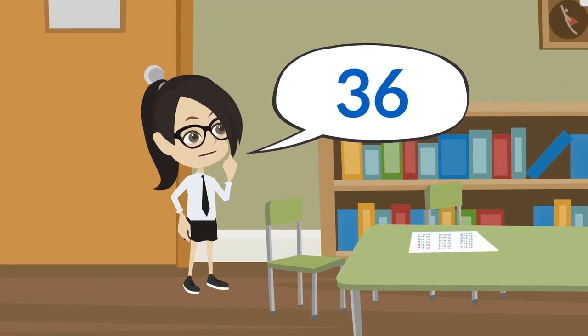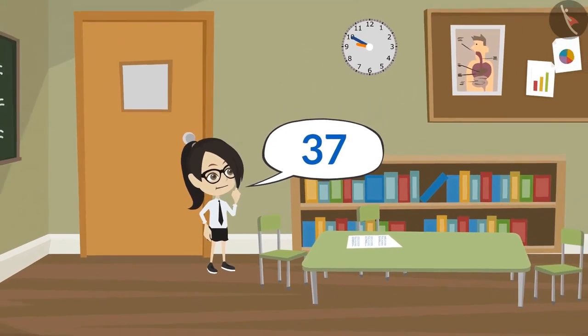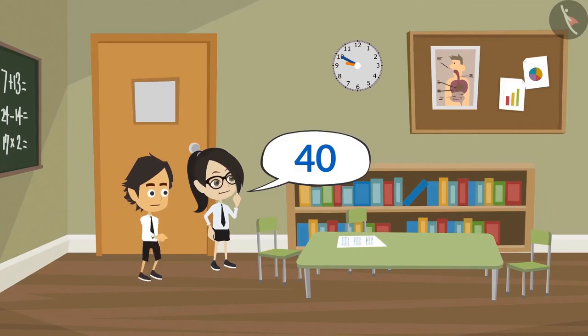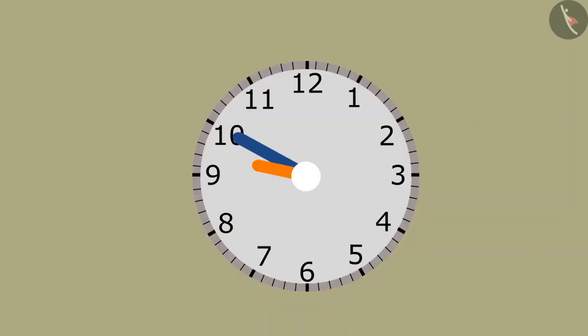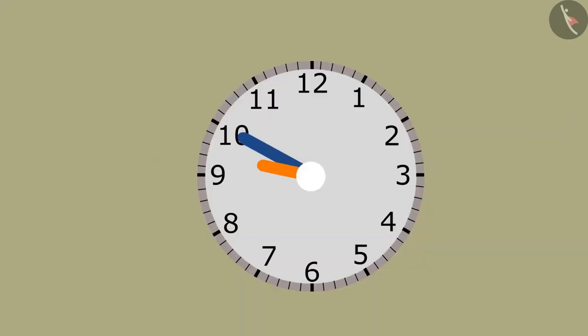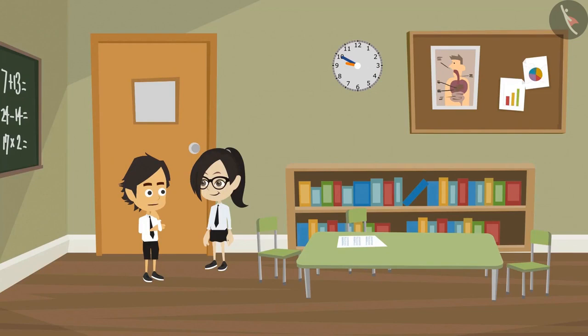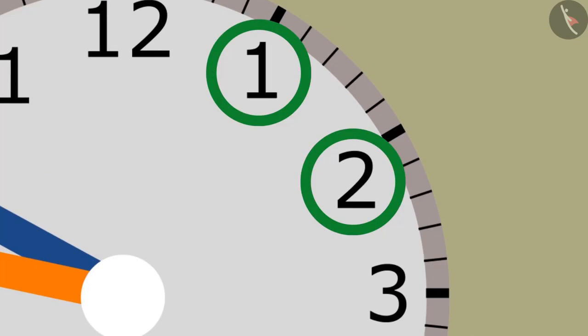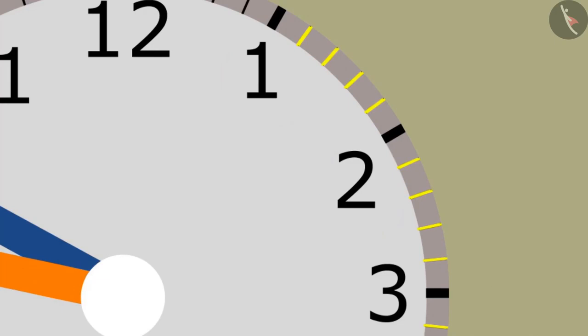35, 36, 37, 38, 39, 40. What are you counting, Vandana? I am counting the minutes in the clock. You interrupted me and now I've forgotten. I was finding out how many minutes have passed. How are you counting the minutes? Look at the numbers on the clock. The small markings in between them tell the minutes. These have to be counted to find out the minutes.